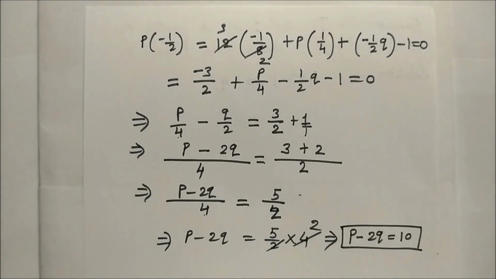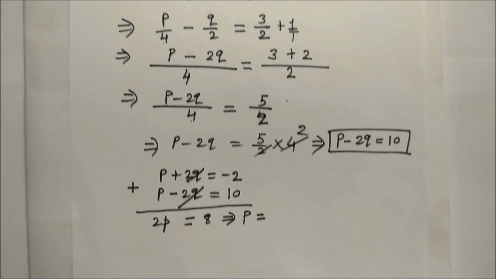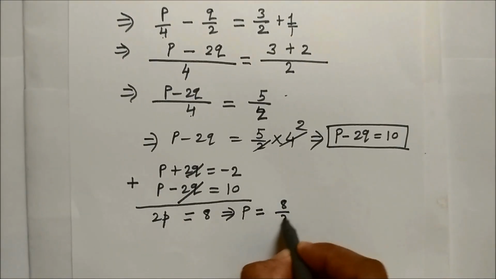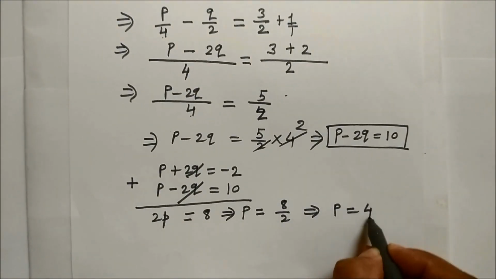Now we have two equations. First is here p plus 2q is equal to minus 2, and second is here p minus 2q is equal to 10. We will simplify this equation after adding. So we will add these two. When we add these two, so p plus p it becomes 2p. This is plus sign, minus sign cancelled. 12 minus 2 is here 8. Therefore p is equal to 8 upon 2, and this implies p is equal to 4.